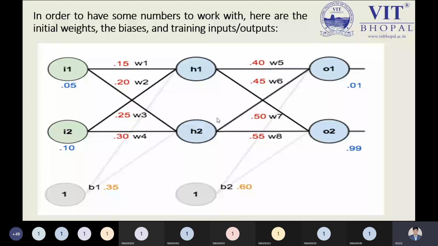And W1, W2, W3, W4, all these values are given over here. And what are these? These are our weights. And the output we are getting at the last, in blue color, that is the output. O1 is providing the result 0.01, while O2 output is providing the result 0.99. That is the point you people are required to keep in mind. Everything we have to take care of properly.